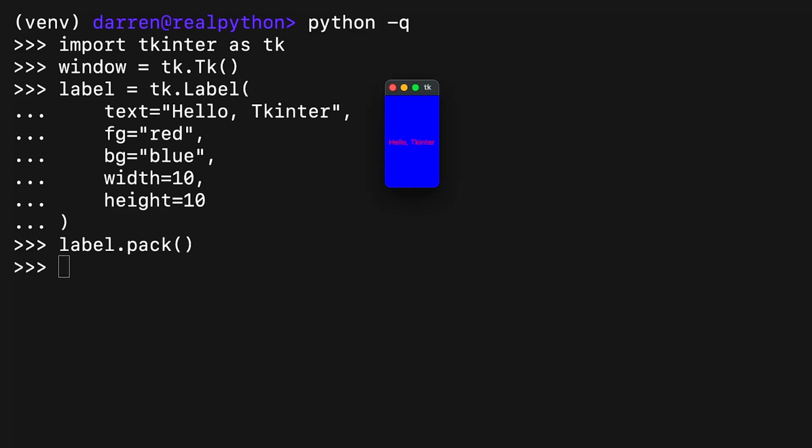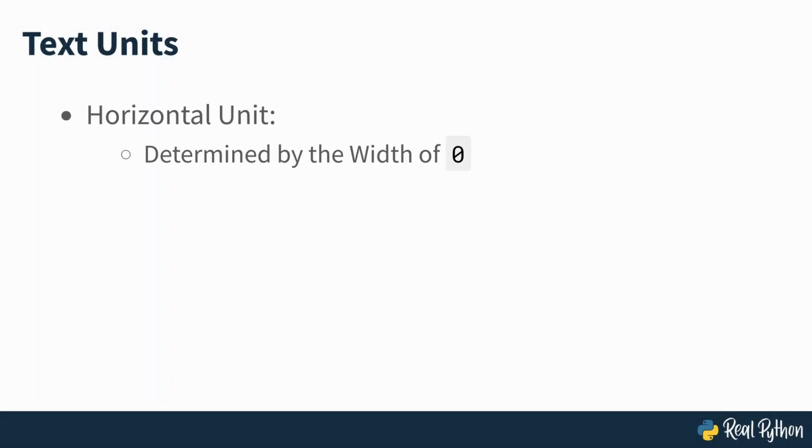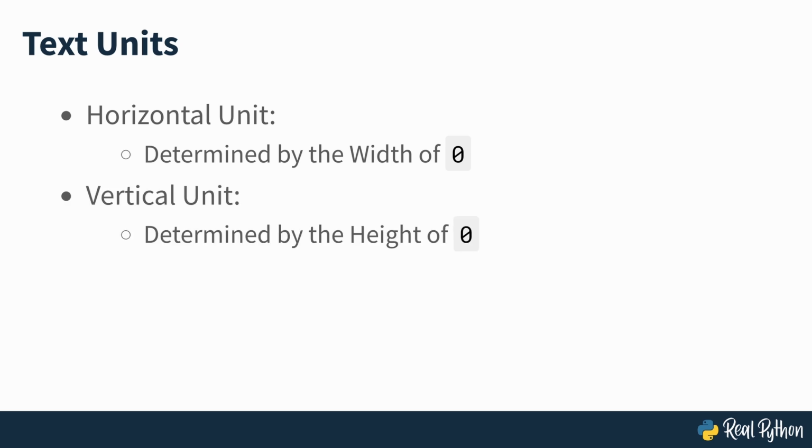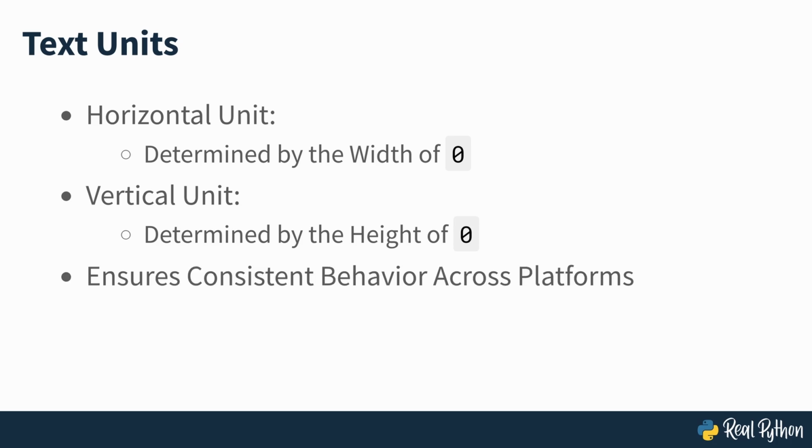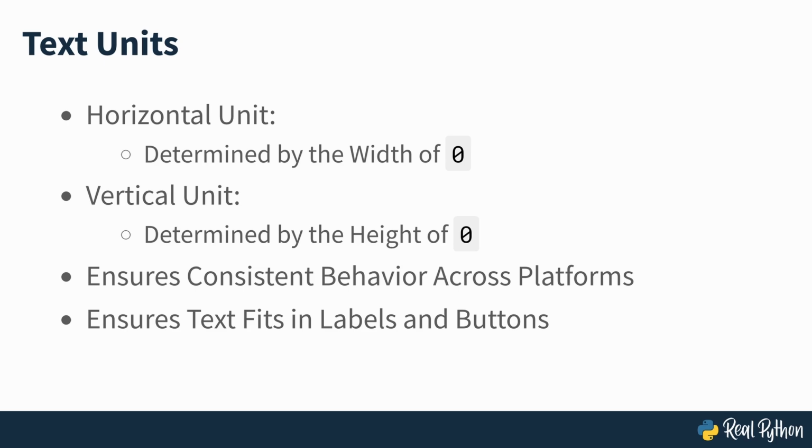It may seem strange that the label in the window isn't square, even though the width and height are both set to 10. This is because the width and height are measured in text units. A horizontal text unit is determined by the width of the character 0 in the default system font. Similarly, a vertical text unit is defined by the height of the character 0. This ensures consistent behavior of the application across platforms and ensures that text fits properly in labels and buttons regardless of where it's running.